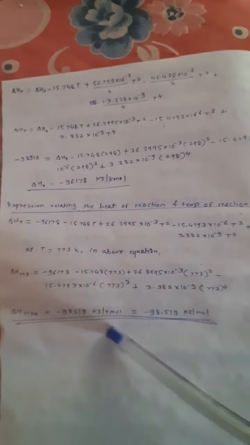Sorry, this value we have got at 298 Kelvin. Put the value. Now we have to calculate it for 773 Kelvin. So this is the expression we have got. Put the values and calculate the heat of reaction at 773 Kelvin.